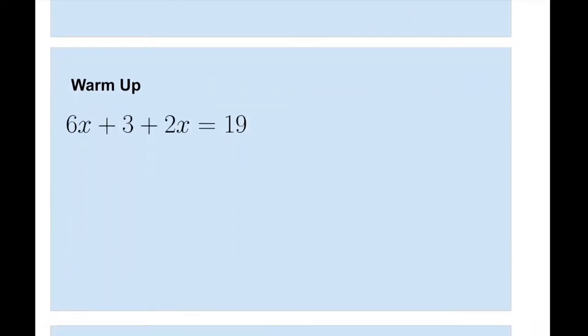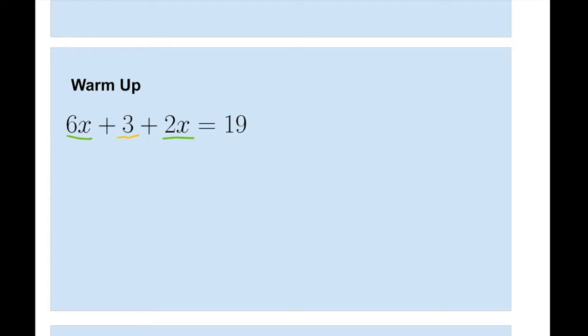Finally, we looked at some of these examples, so you could argue that these are multi-step equations, but they're just not going to be as complicated as the ones that we look at today. So in these types of equations, we do want to check to see, do we have any like terms? In this case, we have the 6x and the 2x, and the 3 is on its own.